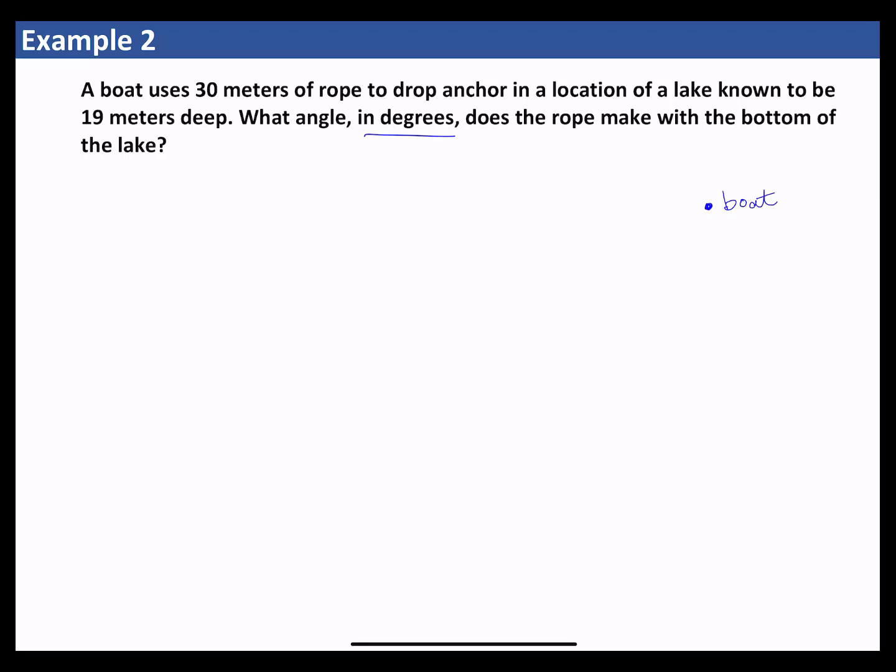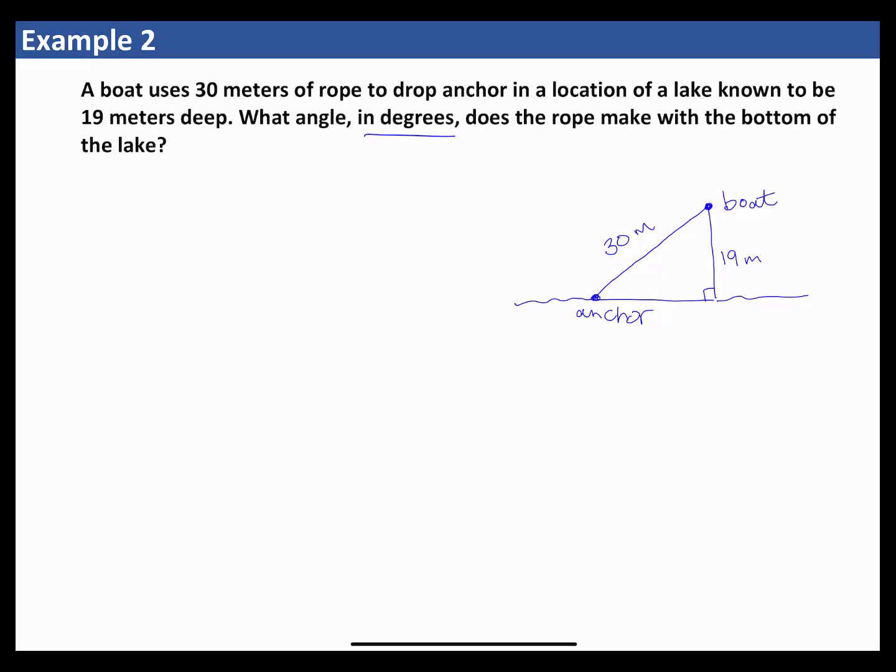Okay, so I'm going to let this point represent the boat. We know that the lake is 19 meters deep in this location, but it took 30 meters to drop anchor. So my picture kind of looks like the last one, probably still not to scale, right? So here's the bottom of the lake. Here's the anchor, right? And due to a current or waves in the lake, the boat's drifting a little bit. So there's 30 meters of rope, even though the lake is only 19 meters deep.